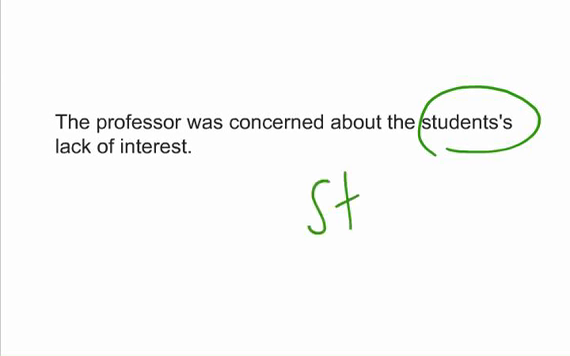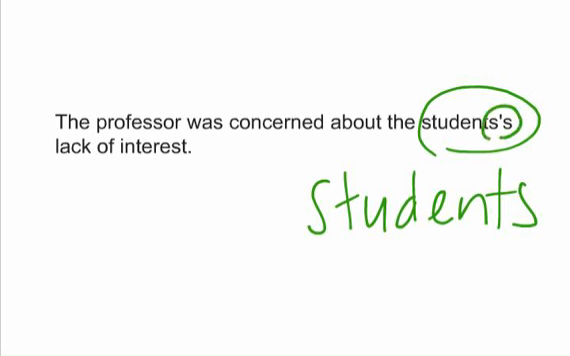So the lack of interest is being owned by one group of students or by multiple students. So in this case, we're talking about multiple students. But here's where things get a little bit weird. When you're expressing possession for a plural word, you don't need to have the apostrophe and then the S following. You just have the possessive S and the apostrophe.